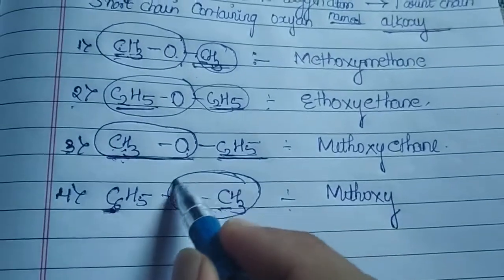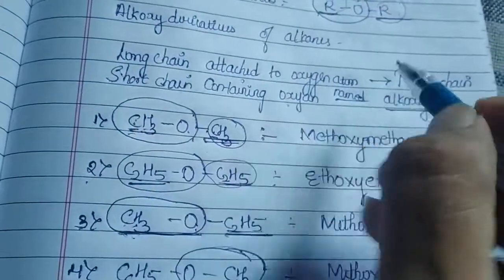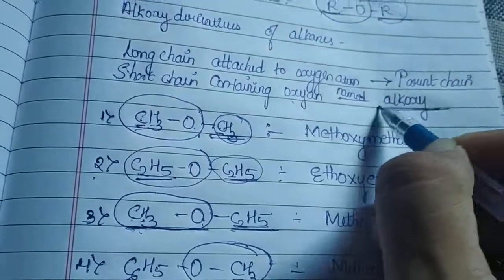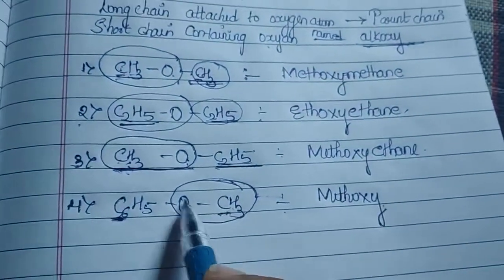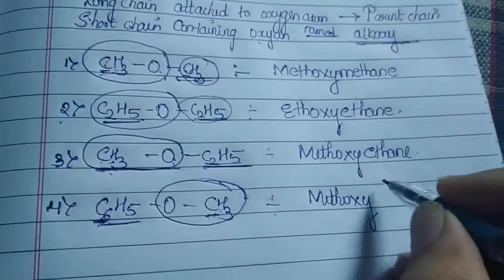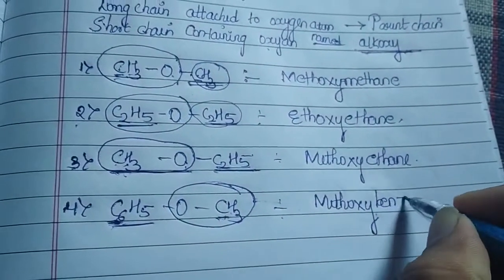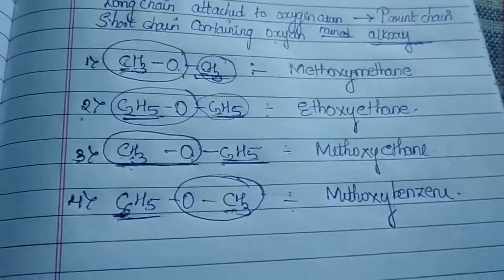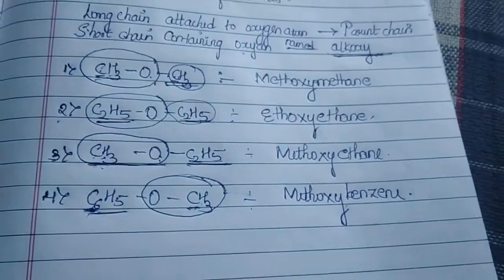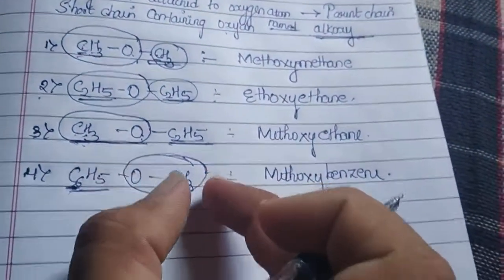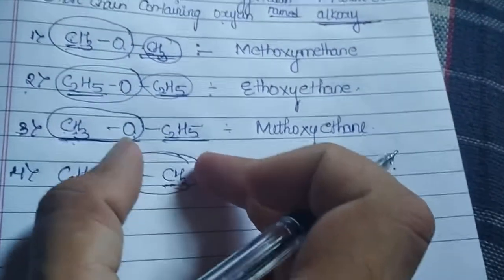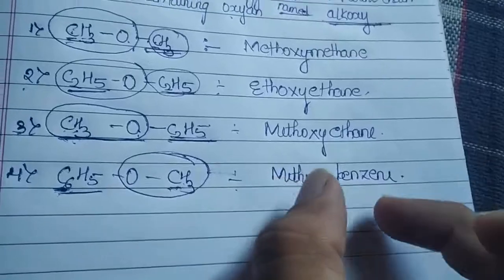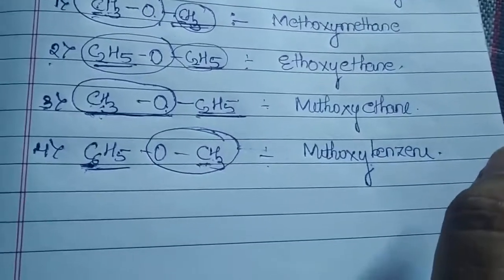First, the short chain containing the oxygen is named as the respective alkoxy. Here the alkyl is meth, so methoxy. The parent chain is benzene, so methoxybenzene. Are you getting my point, guys? Don't get confused. First check which has fewer carbon atoms, and that short chain along with the oxygen we must write. Okay, methoxybenzene. Is that clear?